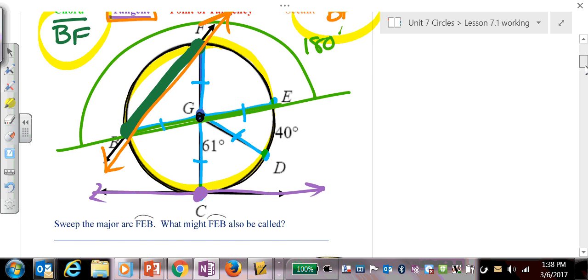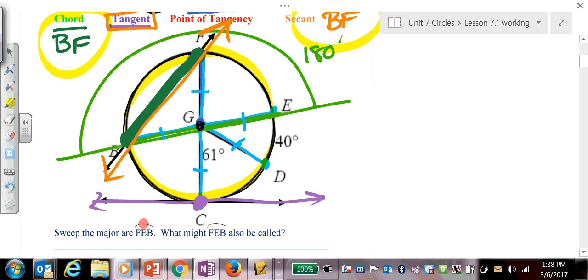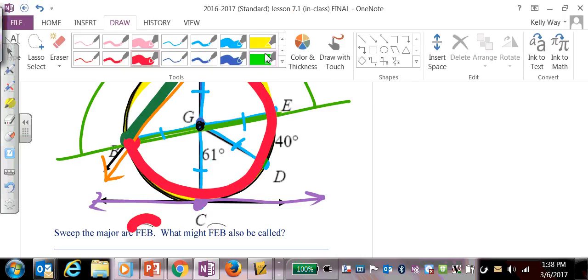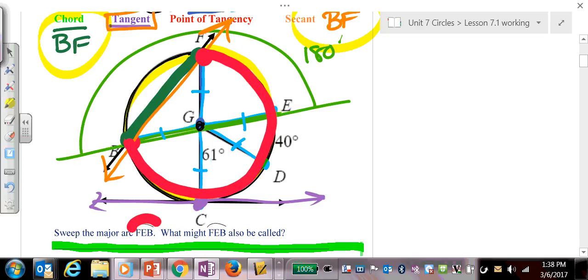All righty, guys. I'd like you to physically trace and sweep the arc F-E-B. Start at F. Swing around through E and end at B. That's a major arc. There is more than one name for that arc. I'm going to give you 30 seconds. I want you to write as many different names as you can. You are naming that red arc with different names.